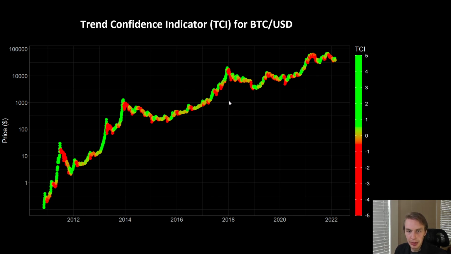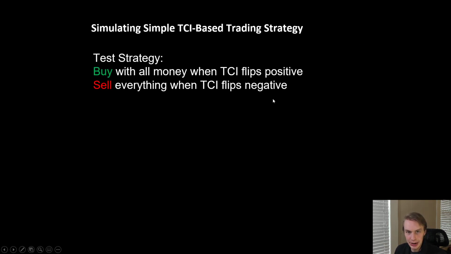But I do think it's important to validate, overall, whether this TCI is capturing what it's supposed to capture. Is following the green and selling the red over the price history of Bitcoin likely to have been profitable? Even though this is supposed to be a leading indicator and not call the exact tops or bottoms, it would still be nice if it is catching the overall trends, green for uptrends, red for downtrends, so that if you just followed those signals, you'd be making a profit. So that's what I want to talk about today, doing a backtest.